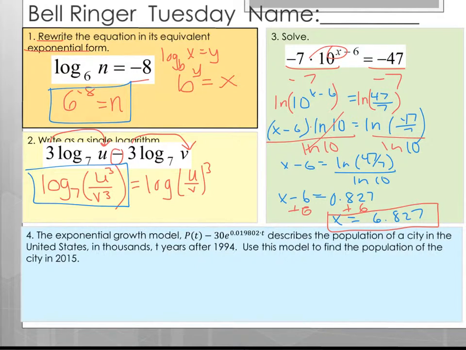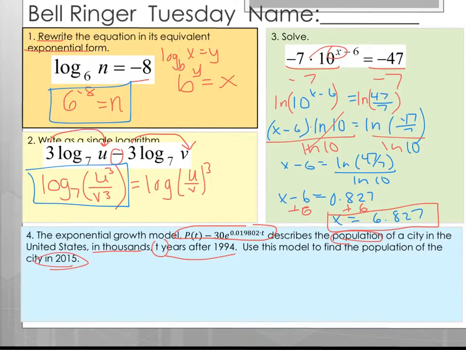Now number 4, they said the exponential growth model, and then they give us an equation here. It describes the population of a city in the United States in thousands. So P is our population in thousands, t years after 1994. Use this model to find the population of the city in 2015.